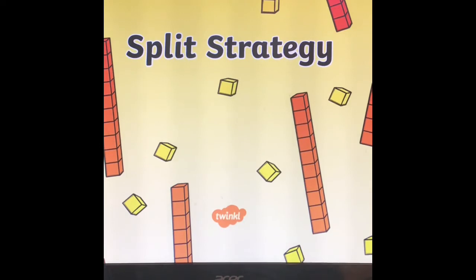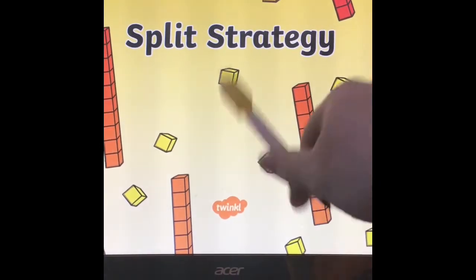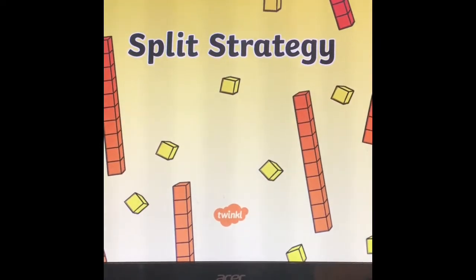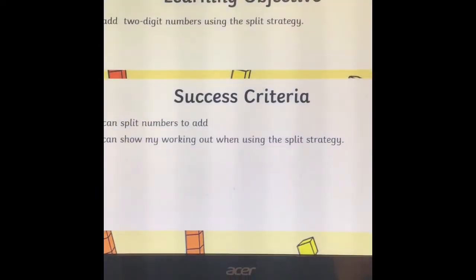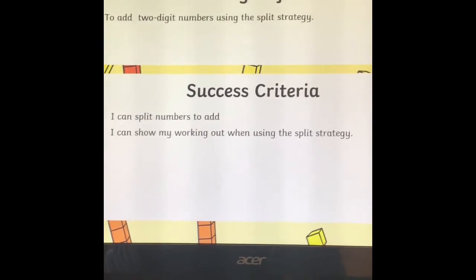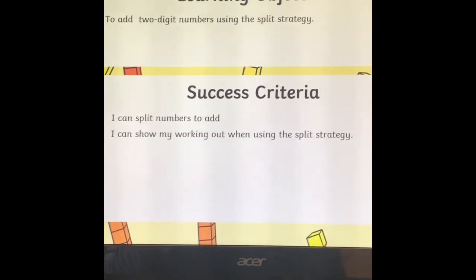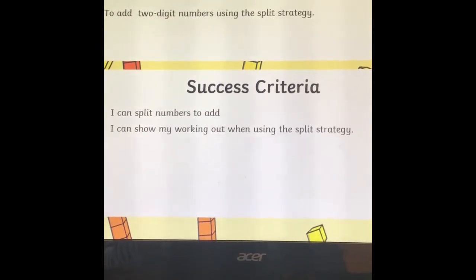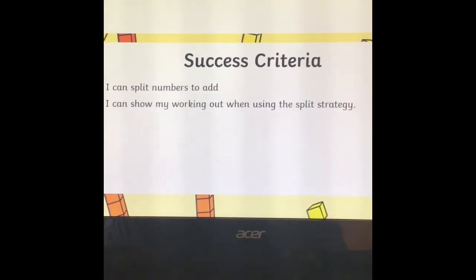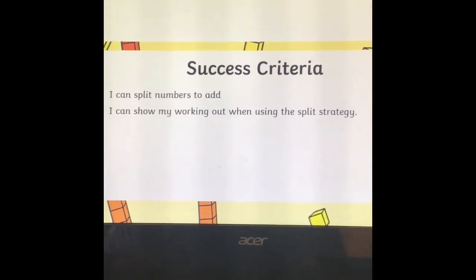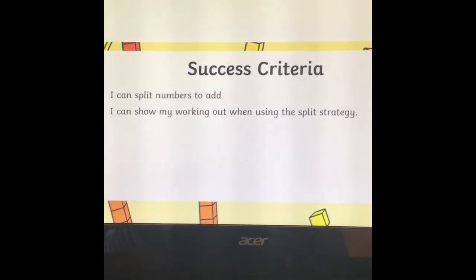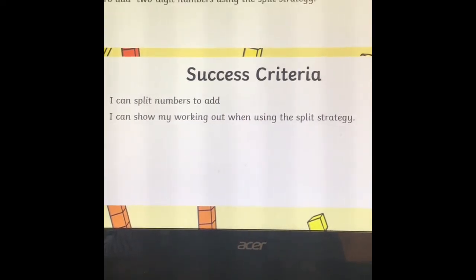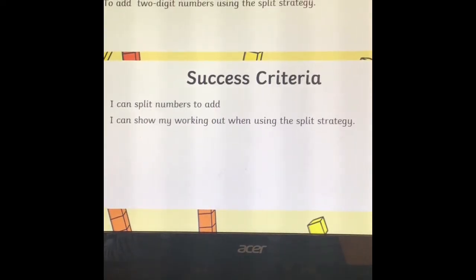Excellent, we're going to split the number into its tens and its ones, and we did lots of practice of that just before the Christmas holidays. So let's have a look at what we're learning to do today. We're going to learn to add a two-digit number using the split strategy. And remember, a two-digit number will have tens and ones. By the end of this lesson, you will be able to split numbers to add them together, and you will be able to show your working out when using the split strategy. So you'll be able to tell me what you're doing to figure out the answer.